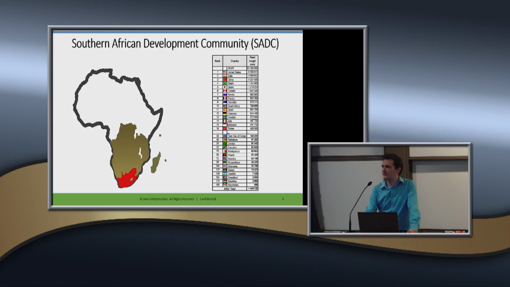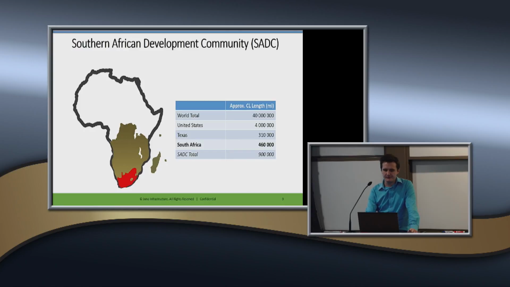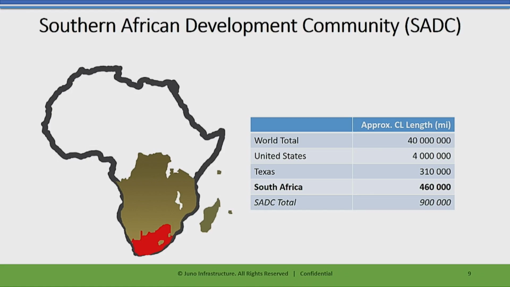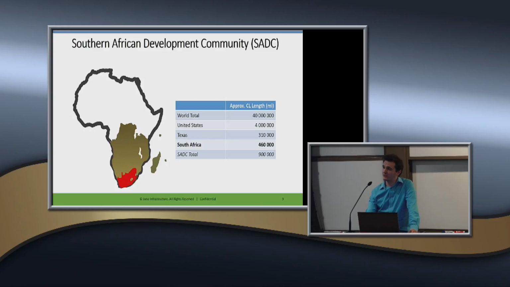So we have a very big challenge of trying to assess the condition of those assets, being able to monitor them. Relating back to the States, and these are in miles, comparable to Texas, we're about the same size. But SADC, which is obviously the grayed out area, we are over 50% of those countries in terms of roads.